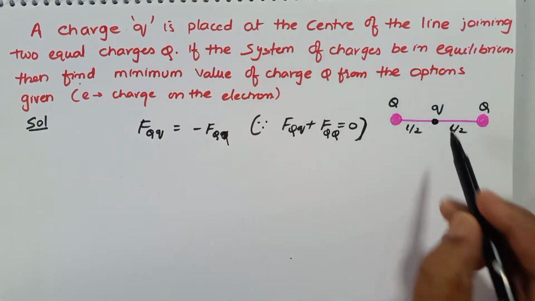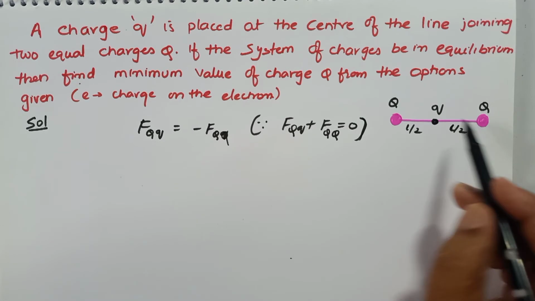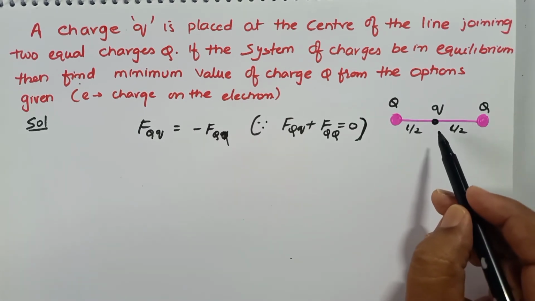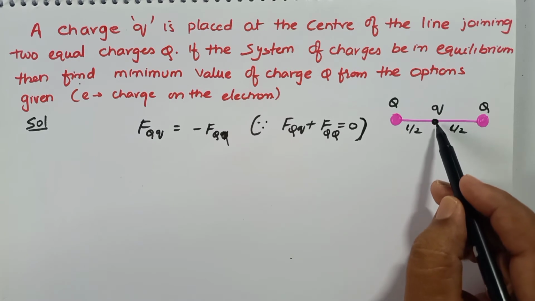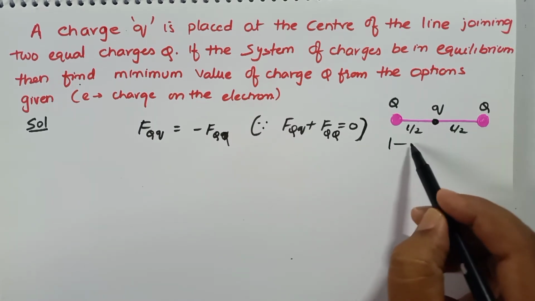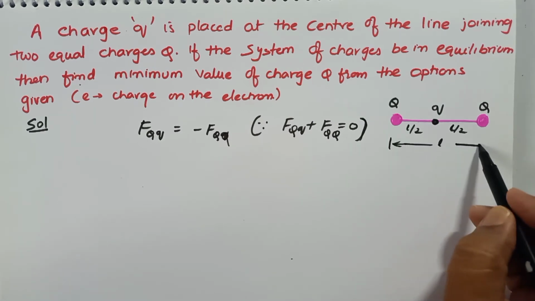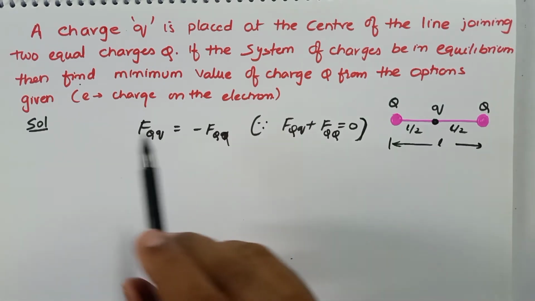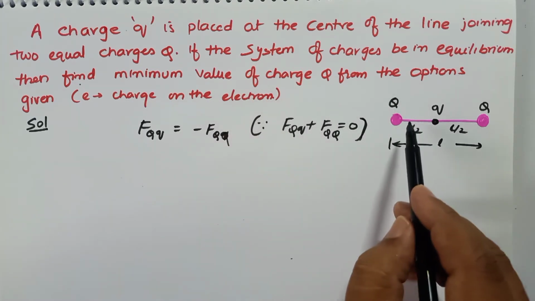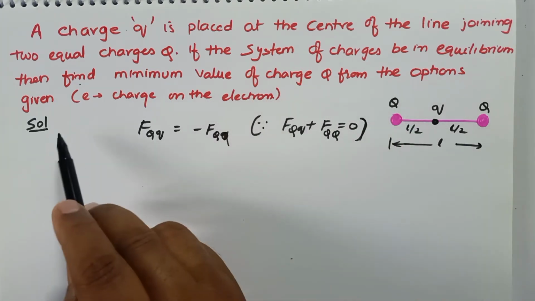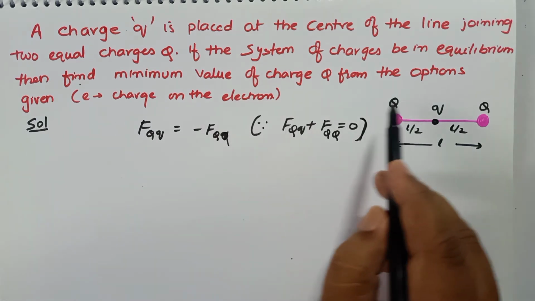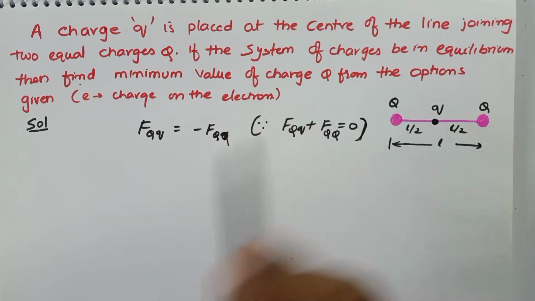A charge q is placed at the middle. There are the two large charges, capital Q and capital Q. A middle charge, a small q, is kept here exactly at the middle. If the distance between the two charges is taken as L, okay, so the question is like this. Find the minimum value of charge capital Q from the options given here. So how are you going to find out the minimum value of charge Q here?